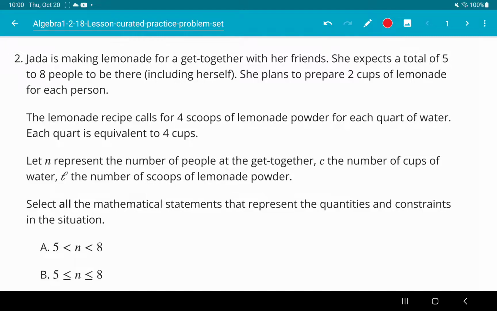Let N represent the number of people at the get-together, C the number of cups of water, L the number of scoops of lemonade powder. Select all the mathematical statements that represent the quantities and constraints in the situation.